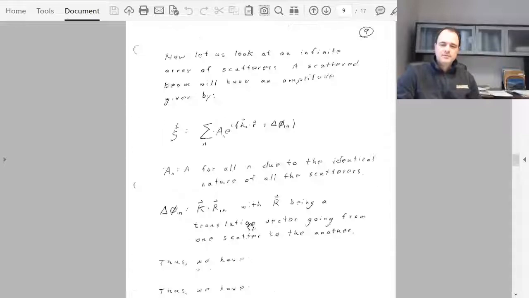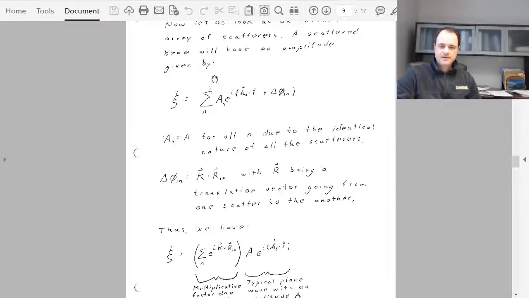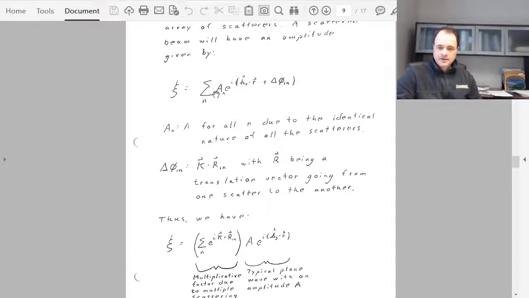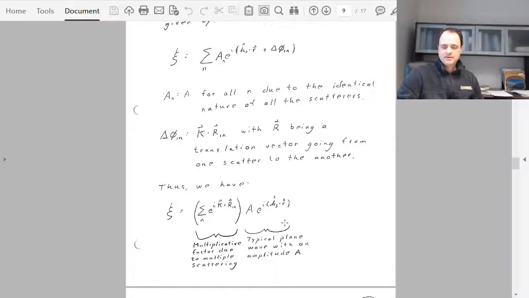All right, but we're going to have an infinite number of scatters. So we're going to let this go to a very high value or even infinity. Thus, we can pull out the A's. This part is a common term. We can pull that out, and we can then express this like this. So this portion right here is the typical plane wave with an amplitude of A. Just a total typical plane wave, nothing fancy at all. But this right here is a multiplicative factor entirely due to the multiple scattering that occurs in this periodic medium.